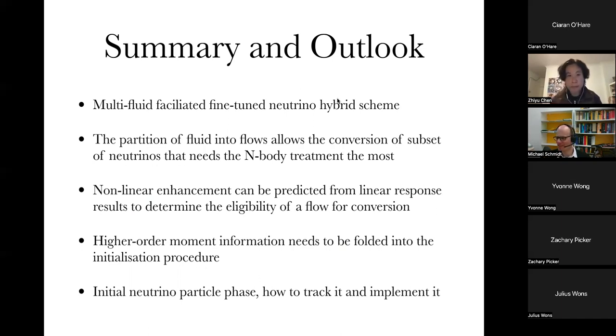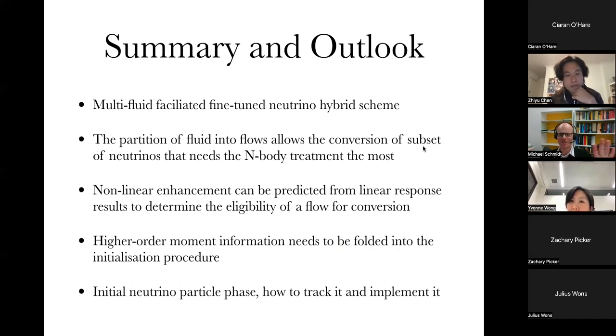Maybe while everyone is still thinking about questions. So what is the optimal number of different neutrino fluids? You basically showed something with 20. Is there some optimal number? Is it basically more cost expensive to have more fluids, or?